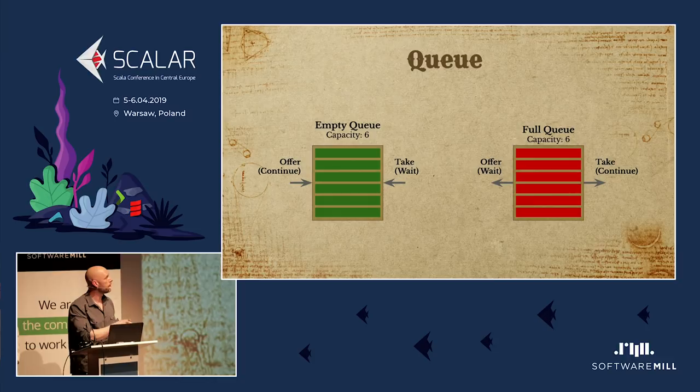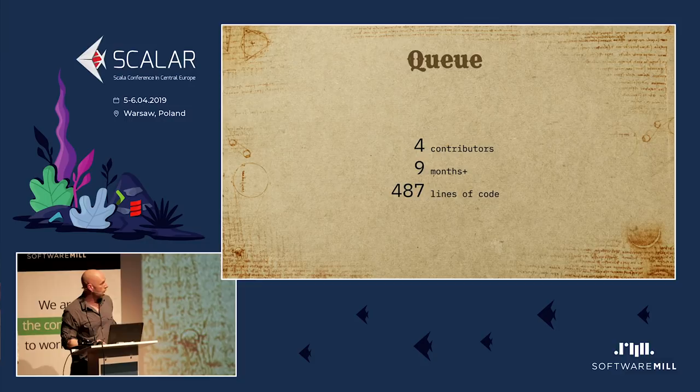These are very complex. To build one of these that has no time or space leaks, no race conditions, no deadlocks, and is safe in the presence of errors and interruption is an astoundingly hard thing to do. In fact, it takes a whole bunch of contributors, a lot of months, and basically 500 or more lines of code to build what I just showed you on the preceding slide.